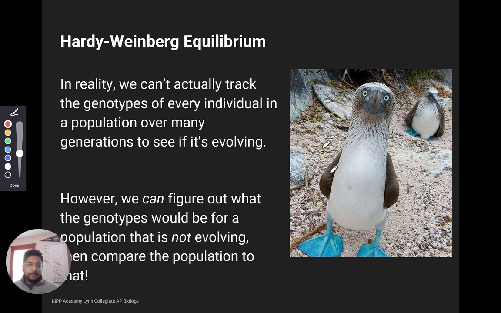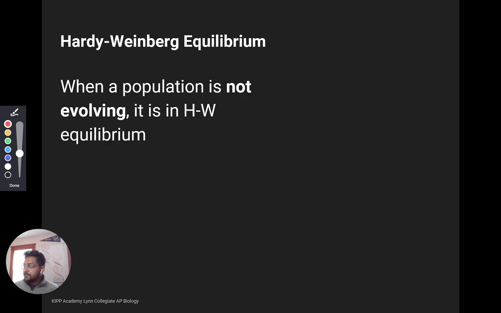And basically, this is a blue-footed booby, and we're going to look at these blue-footed boobies in order to figure out some ideas about Hardy-Weinberg equilibrium. The idea of Hardy-Weinberg equilibrium is essentially just to show that the population is not evolving. If a population is in Hardy-Weinberg equilibrium, it's not evolving. That's what we're going to connect here. Hardy-Weinberg equilibrium is a population not evolving.